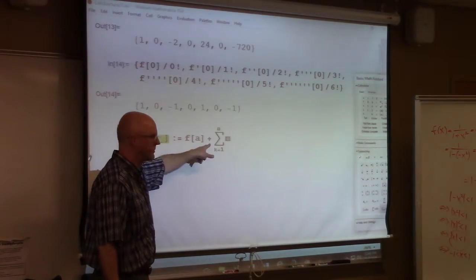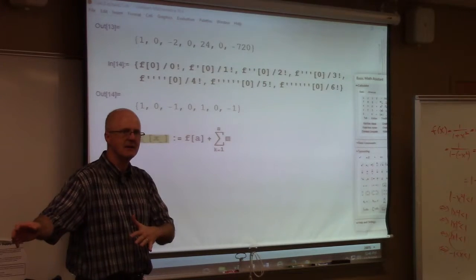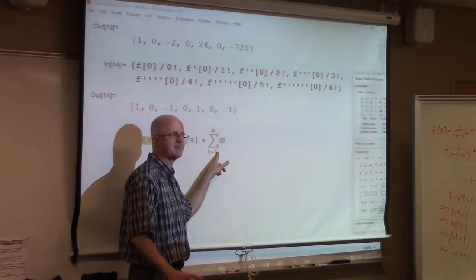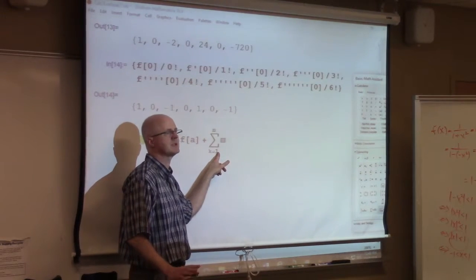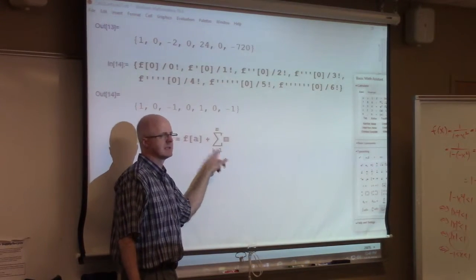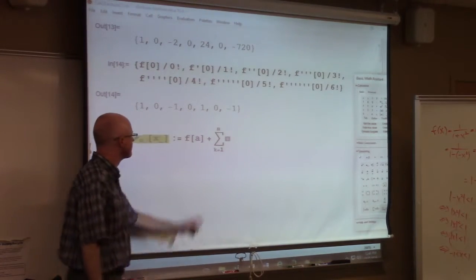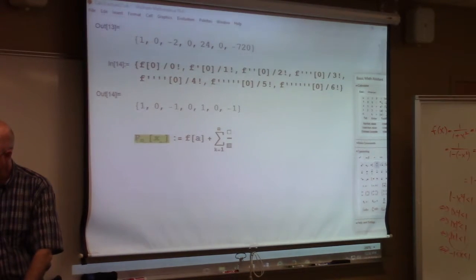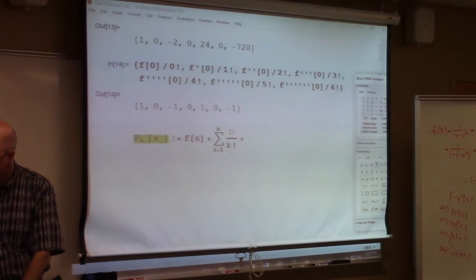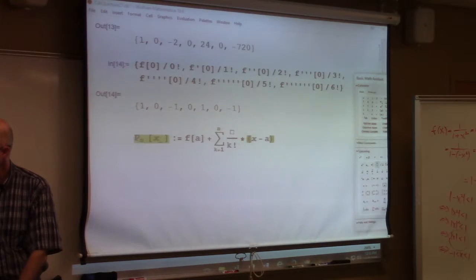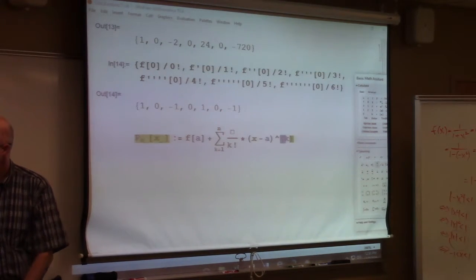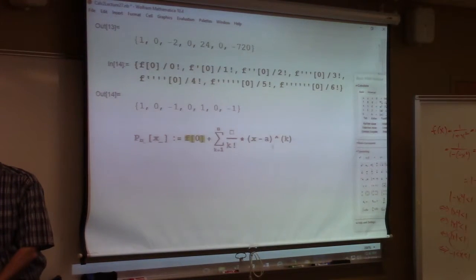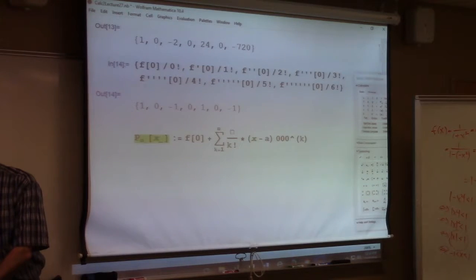I'm putting the f of a there in front of the summation because last week, when I tried to put it in the summation with k equals 0, I ran into trouble when I plugged in a, because Mathematica tried to compute 0 to the 0 power, which is undefined. So this is a little trick to avoid that problem. Just put the f of a there in the beginning. I am going to divide by k factorial and multiply times x minus a to the kth power. Actually, maybe I shouldn't put a general a in here. Let's just do 0. So a is going to be 0 here.